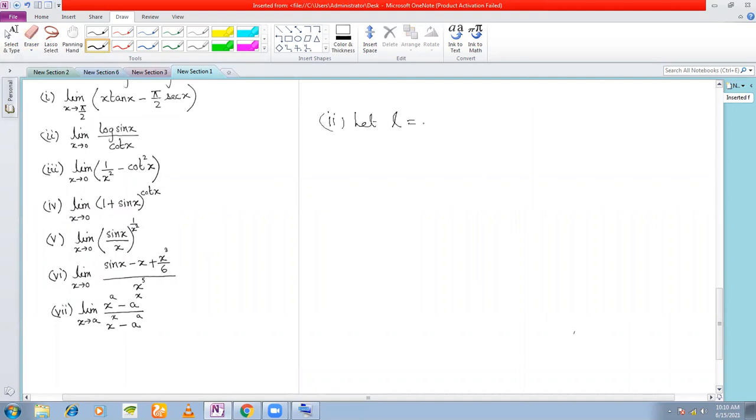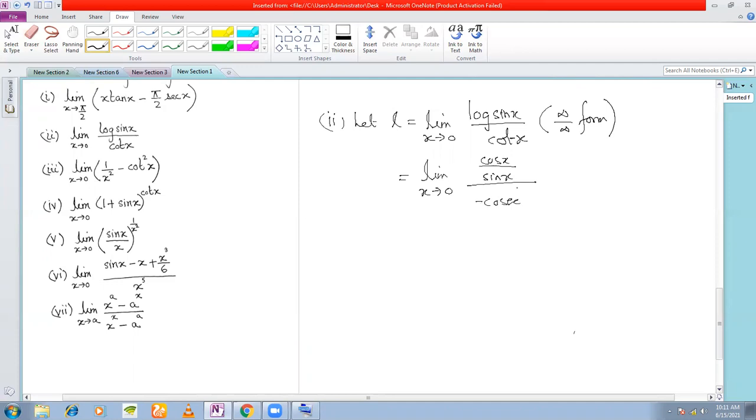Let L is equal to limit x tends to 0 log sin x divided by cot x. Okay, so now if you put x is equal to 0, you get infinity by infinity form. Okay, so therefore you differentiate now. If you differentiate, you get cos x by sin x, and d/dx of cot x is minus cosec square x.